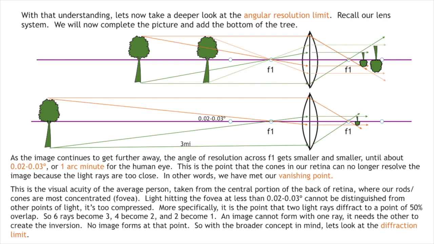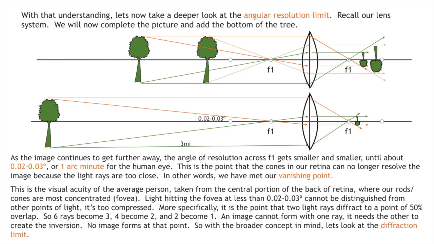As the image continues to get further away, the angle of resolution across f1 gets smaller and smaller until about 0.02 to 0.03 degrees, or 1 arc minute for the human eye. This is the point that the cones in our retina can no longer resolve the image because the light rays are too close. In other words, we've met our vanishing point.